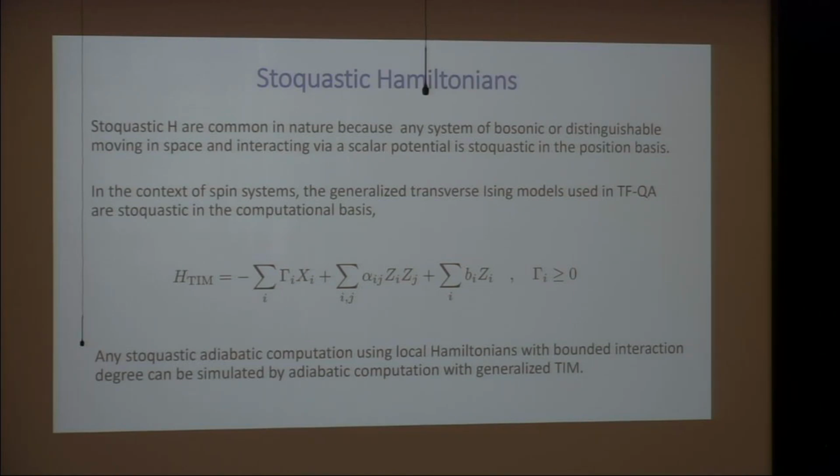So not only does this case happen to be stoquastic, but in a sense we can reduce any stoquastic adiabatic computation, at least any that uses local Hamiltonians with bounded interaction degree, so at most a constant number of terms acting on each qubit, to one with just generalized transverse Ising models. Any such stoquastic adiabatic computation can be simulated this way. And this is a reduction using perturbative gadgets.